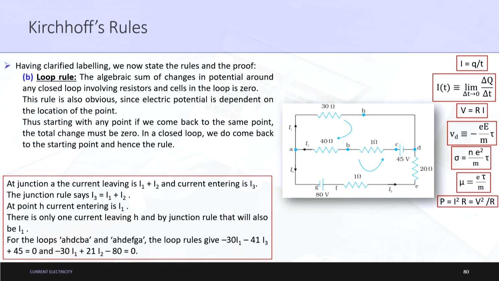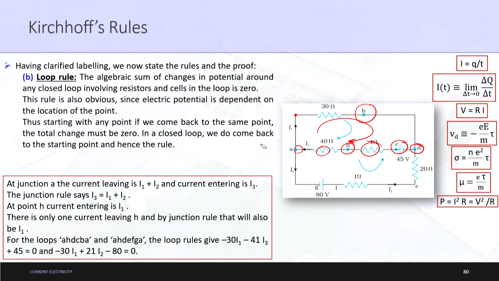The algebraic sum of the changes in the potential around any closed loop involving resistors and cells in the loop is 0. What does it mean? Let us suppose I am taking this loop. If I start from this point, and keep taking every potential drop or every potential increase across every point here, then the summation of all when I reach this point again should be equal to 0. This is the complete loop rule.